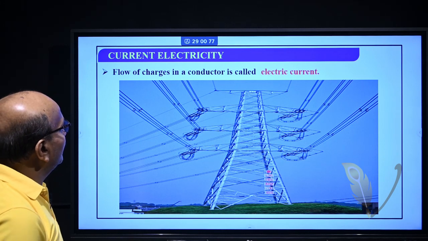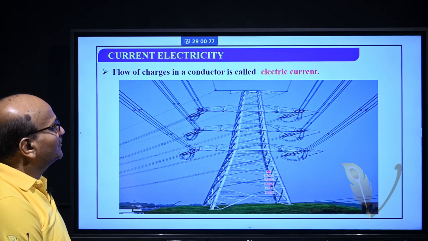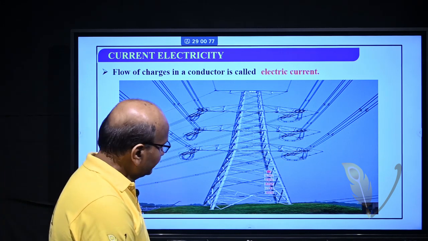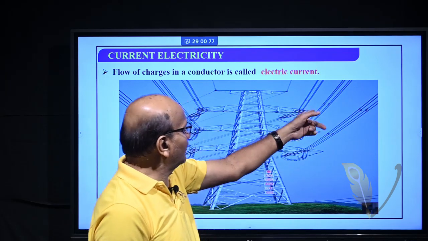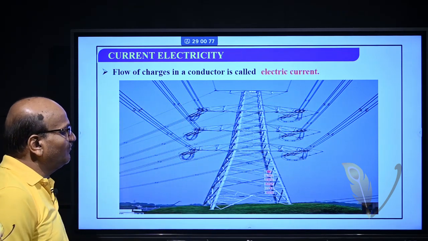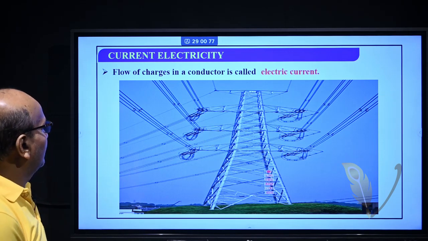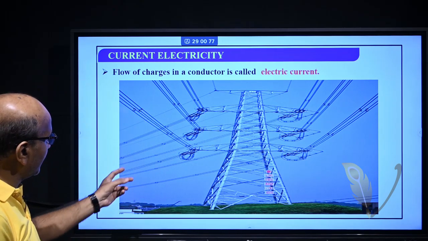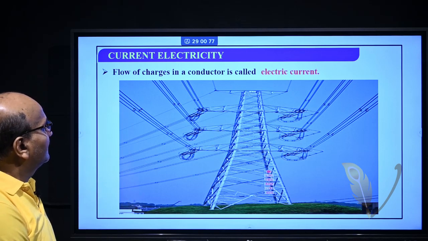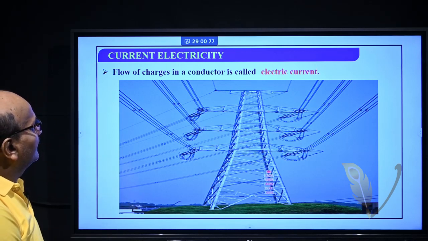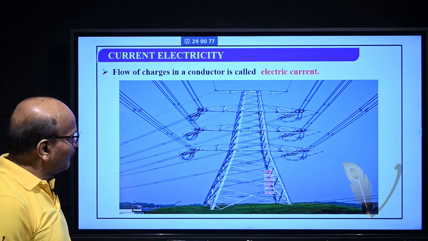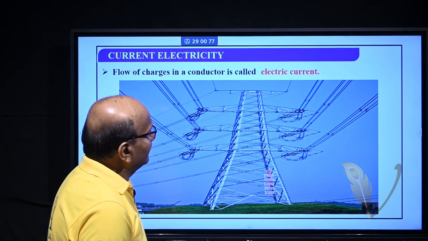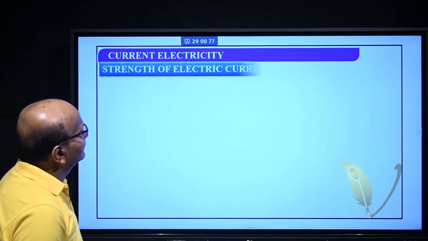Now you see, flow of charges in a conductor is called electric current. So good conductors, these are the different conductors. These are the electric poles and the wires, these are called conductors. Generally these are aluminum wires, and in this way charges flow and current will be produced.